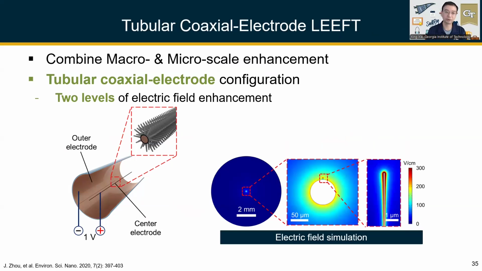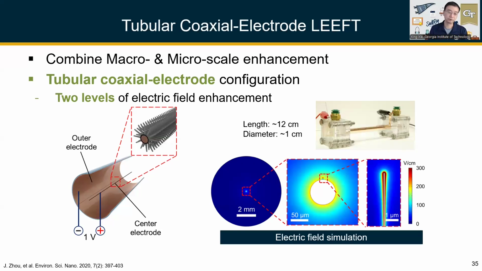Here is a simulation showing that the electric field strength near the center electrode, especially at the tips of these nanostructures, can be significantly enhanced. Here is the image of the first prototype developed in our lab. It's just a small scale, a few centimeters long, and about 1 centimeter in diameter for the treatment chamber. The outer electrode is just a copper foil, or we can also use a copper pipe.